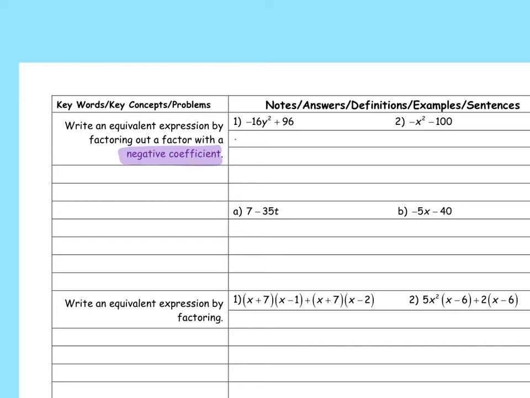a negative 16, because 16 does go into 96. So if I take a negative 16 out of negative 16y squared, I get y squared, and then I get negative 6. Okay, questions? And then the second one, they want me to factor out a negative, so I have to factor out a negative. So what goes into both a negative x squared and a negative 100? Well, a negative 1 does. So that will give me x squared plus 100. That's it.